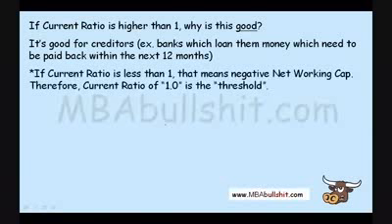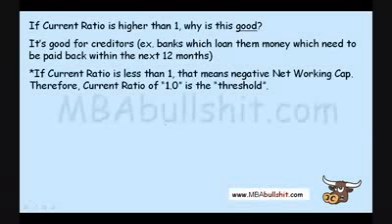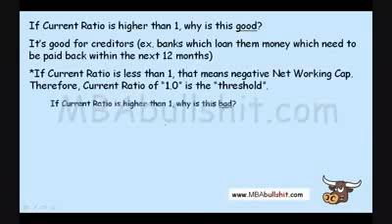If the current ratio is less than 1, that means negative net working capital. Therefore, I like to use the word threshold. The current ratio of 1.0 is the threshold, meaning this company is in trouble if the current ratio is less than 1.0, because then that means there are not enough assets to pay for its current liabilities.